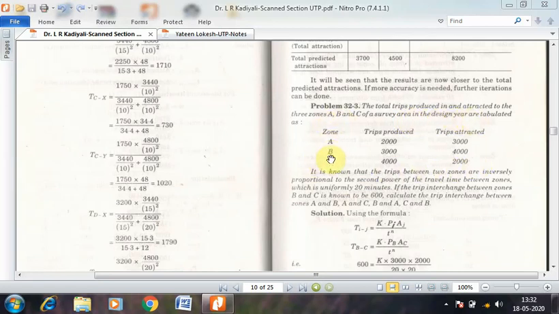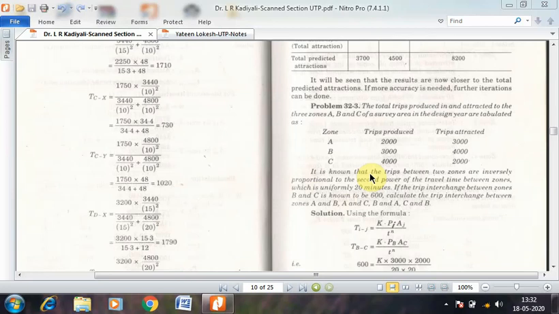So there are basically three zones, and you have been given the trips produced and the trips attracted. There are 2000 trips which are produced from zone A and 3000 trips that are attracted to zone A. Similarly for B and C.